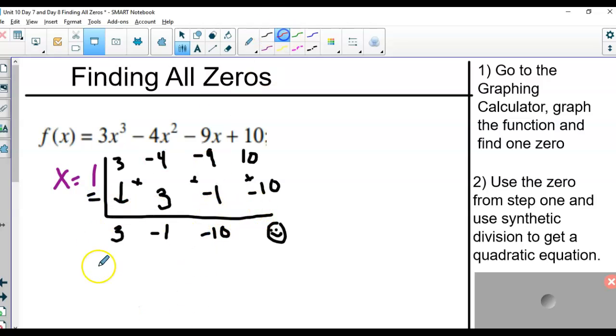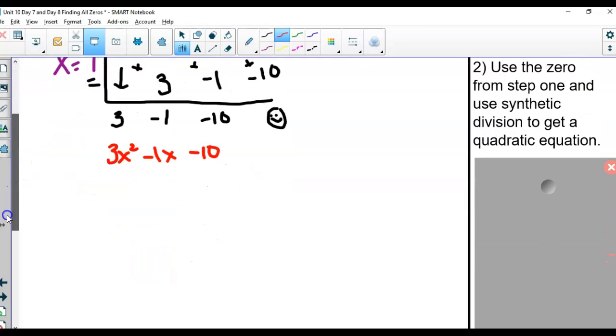So now what I have left is 3, my coefficient there, x to the second, and I know it's to the second because my highest exponent in the function was cubed, so now it's got to be 1 less, which is second, minus 1x. You don't need that 1 there, but you have to have a minus x, minus 10. So I have that quadratic equation right now.